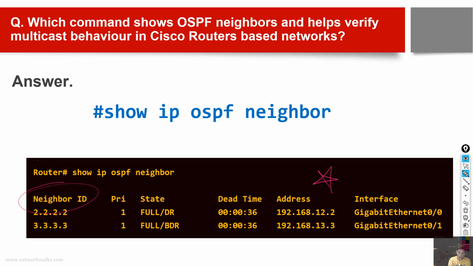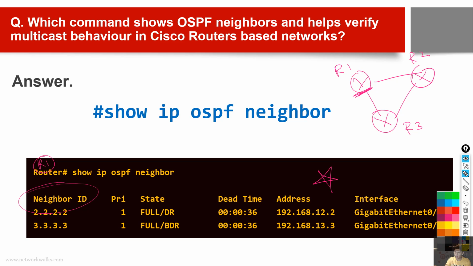Let's say this output has been taken from router 1 and there are multiple routers like router 1, router 2 and router 3. I'm just giving an example, maybe it's not matching with this output. It shows that the command has been run on R1 and it has two neighbors, one is router 2, the other one is router 3. The priority towards R3 is 1, the priority towards R2 is also 1.